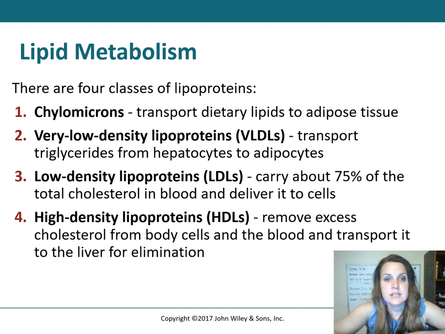There are four classes of lipoproteins that I want you to know. Chylomicrons are going to transport lipids that you consume to your adipose tissue. VLDLs are going to transport lipids that are made in the liver to your fat cells. LDL and HDL are two categories that I want you to be able to differentiate. LDL carry 75% of the total cholesterol in the blood, and they deliver it to cells, whereas HDL remove that excess cholesterol and transport it to the liver for elimination.